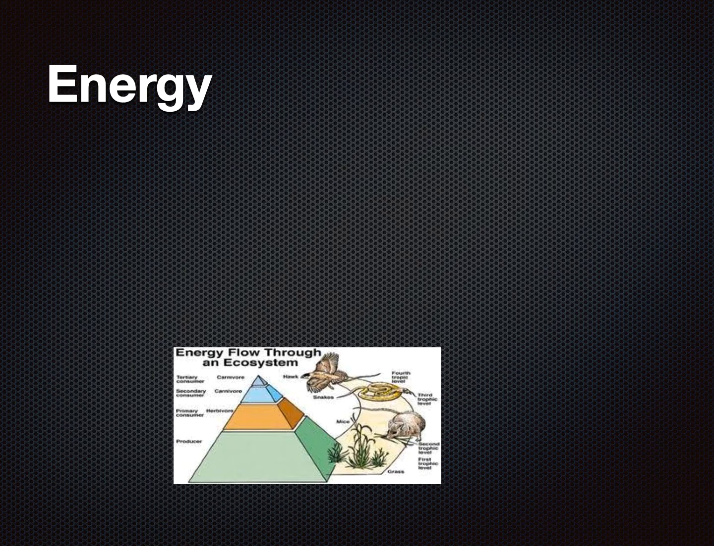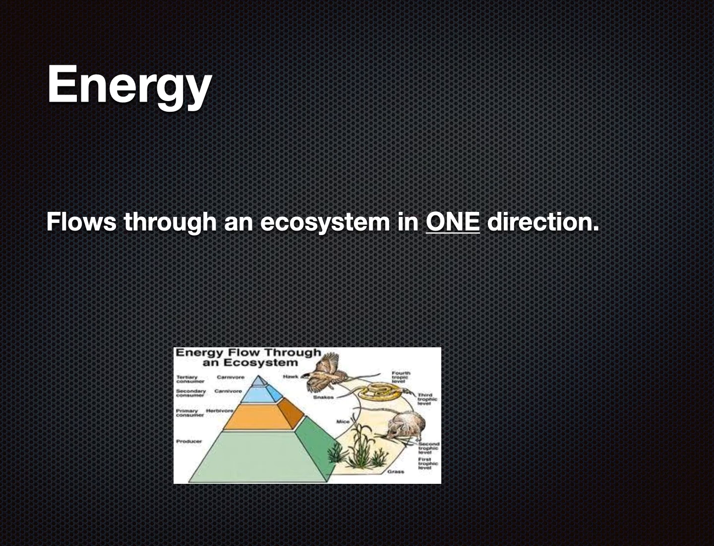Energy. Now, energy is very big. You'll see energy, we'll deal with that in a different unit in 6th grade. However, energy in an ecosystem flows in one direction. It's unfortunate that it shares a name with a really bad band. However, it does. You've been talking about this for a while when you learned about food chains and food webs.